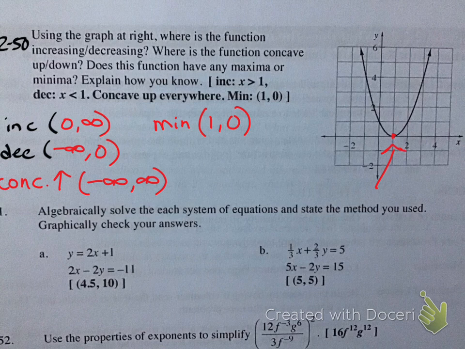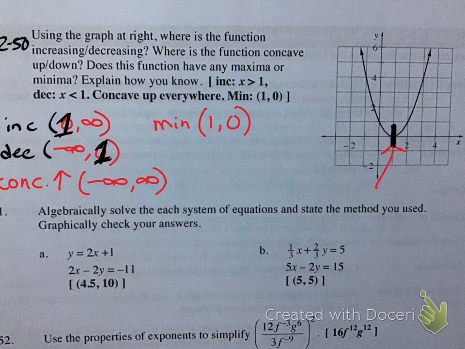Explain how you know. I know that because, I did my increasing and decreasing wrong. I wasn't looking at my graph correctly. The x value where we changed from decreasing to increasing was 1. This is a 1 here. I'm sorry, I just wasn't looking at the graph right.